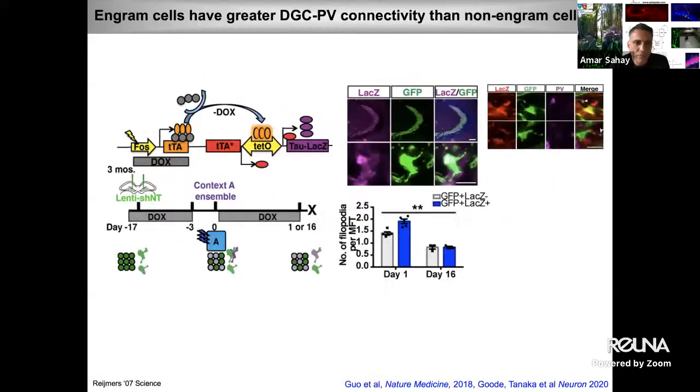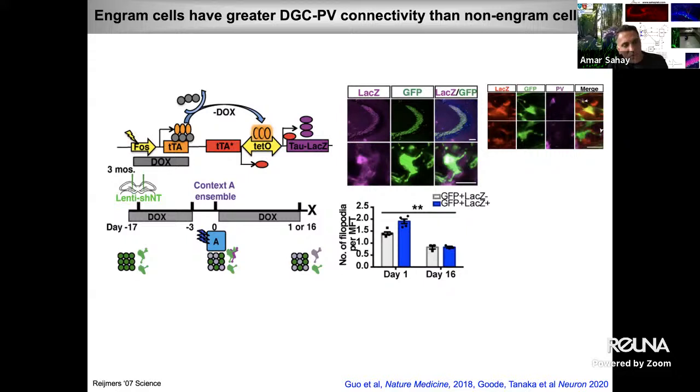neurons? And for that, we leveraged these molecular ensemble tagging tools, first engineered by Leon Reijmers and Mark Mayford in 2007. And we used the CFOS TTA mouse line that allows us to capture or tag ensembles in response to a discrete experience, in this case, a context A associated with the foot shock. And then we use a reporter mouse line, TETO tau lacZ, to visualize the connectivity of those cells that were participants in the ensemble.